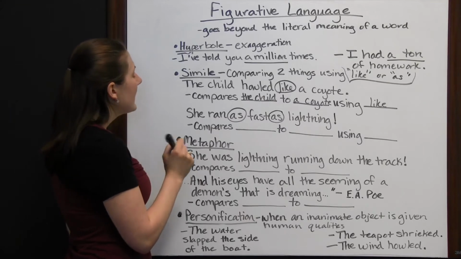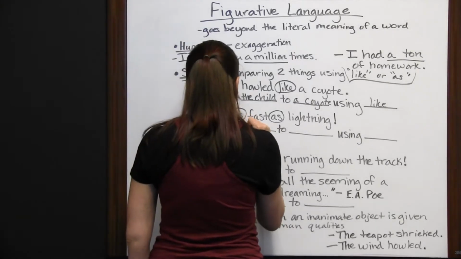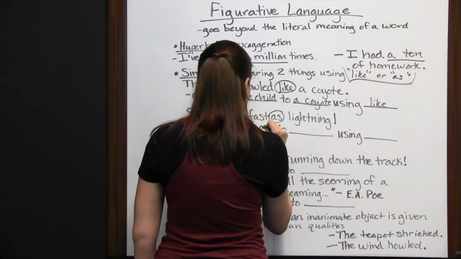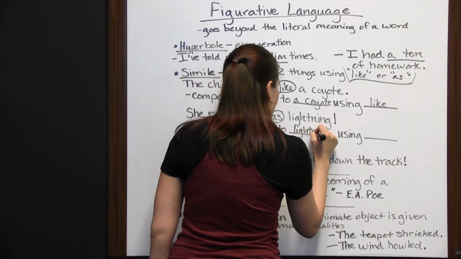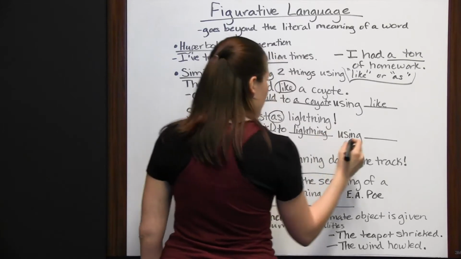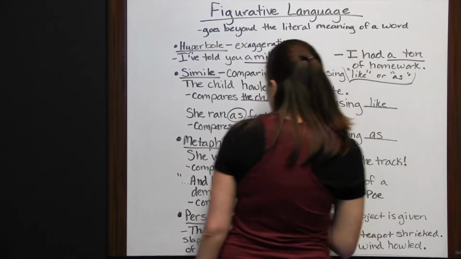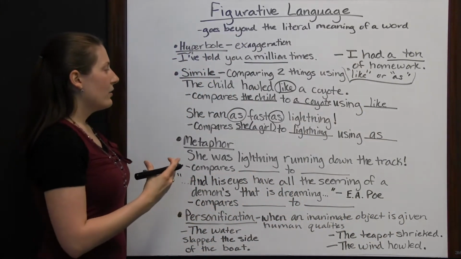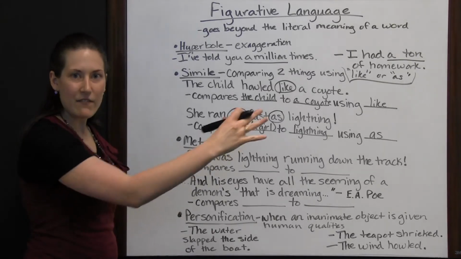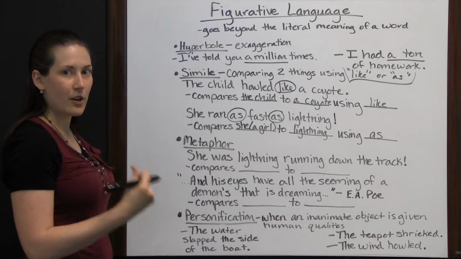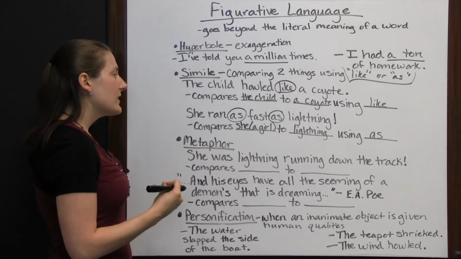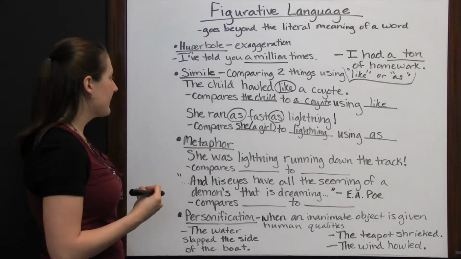So it's comparing she, or a girl, to lightning. And that is being done by using the word as. So when you're comparing a girl to lightning, you're saying she's that fast. It went so fast you barely got to see her before she got past you or got to the finish line. So it's just letting you know she's really, really fast.